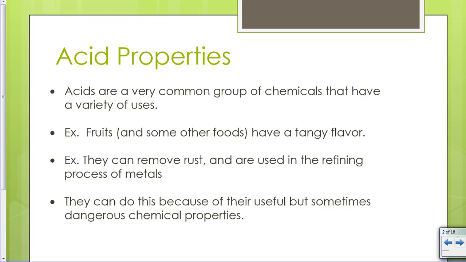Acid properties. Acids are a very common group of chemicals that have a variety of uses. You see them in fruits, you see them in cleaning products, you see them everywhere. They remove rust, they're used in refining processes of metals, and they can do this because of their useful but sometimes dangerous chemical properties.